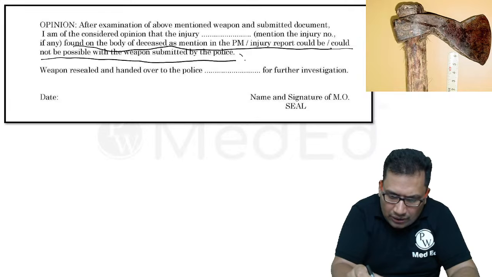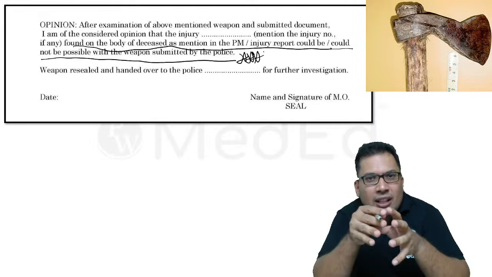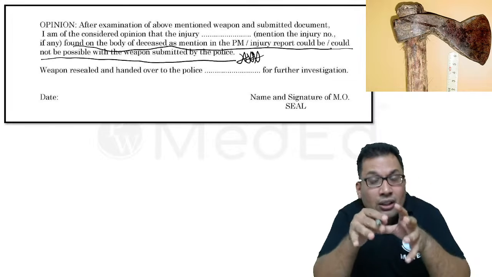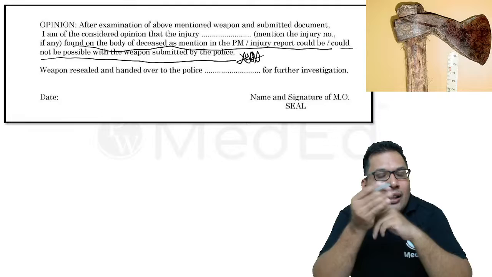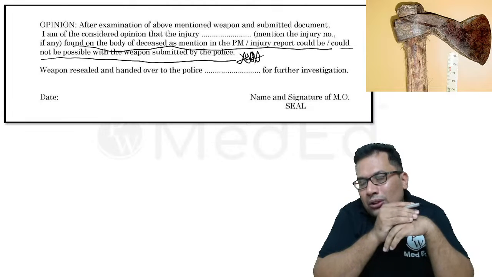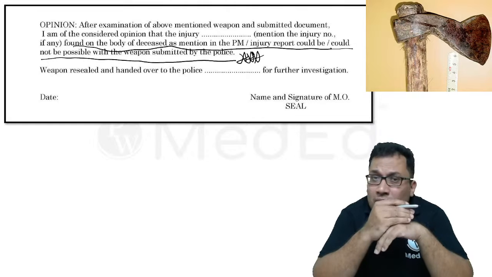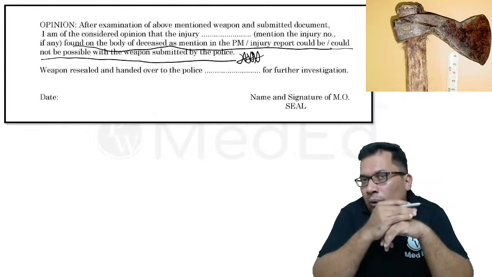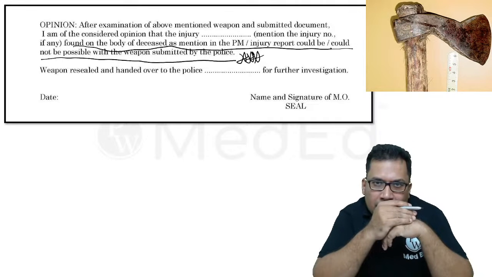That you need to mention. So, opinion whether injury mentioned in the PM report or injury certificate could be possible with this weapon or not. For example, an axe can lead to abrasion, it can lead to contusion, it can lead to chop wound also. But what about firearm wound? Can it cause firearm wound? No. Firearm wound is not possible with the axe.